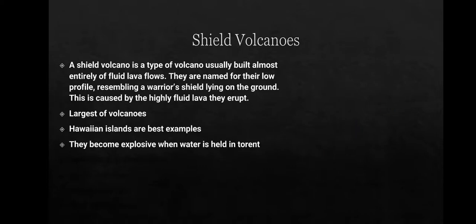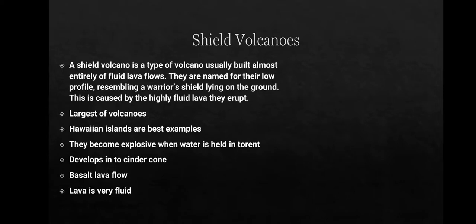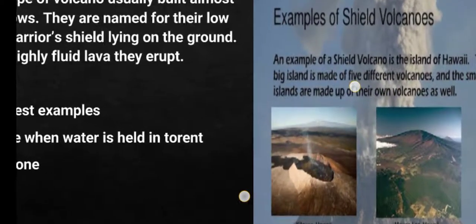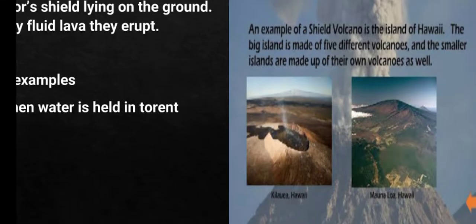They become explosive when water is held in, and it develops into a cinder cone. Later it may be basalt lava flows, during which a shield volcano is created. Lava is fluid, so they are not steep volcanoes. Here you can see two volcanoes, Mauna Loa and Kilauea, Hawaii.